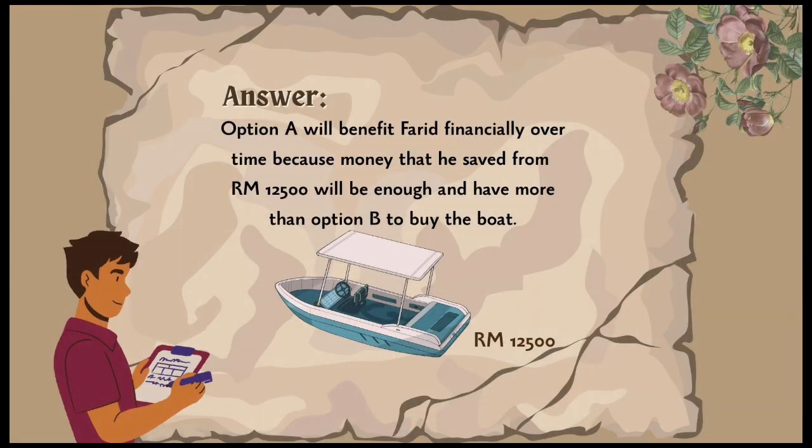And the answer is option A will benefit Farid financially over time because money that he saved from 12,500 will be enough and have more than option B to buy the book.